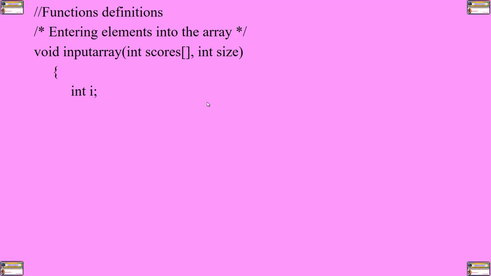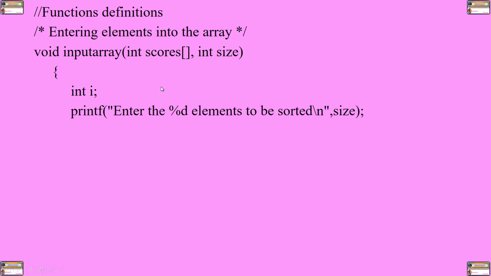So once the control is brought into this function's definition, the processor will do the following. It is going to set a memory location called I, which is going to hold a value of type integer. And then it will display this statement on the screen.